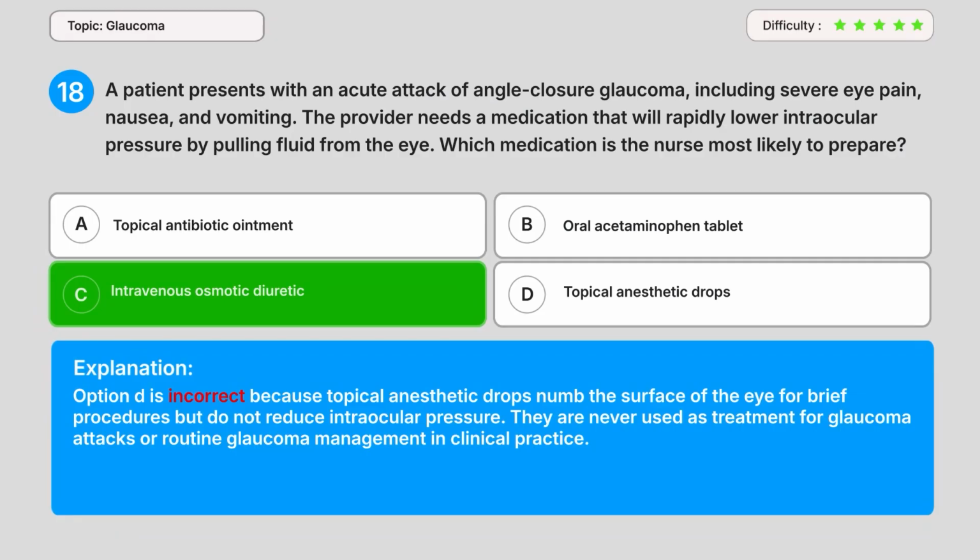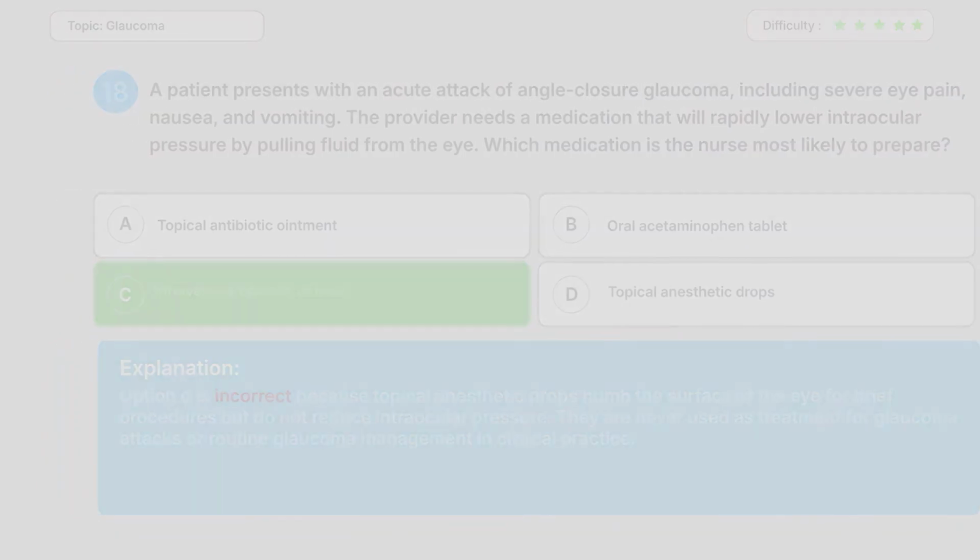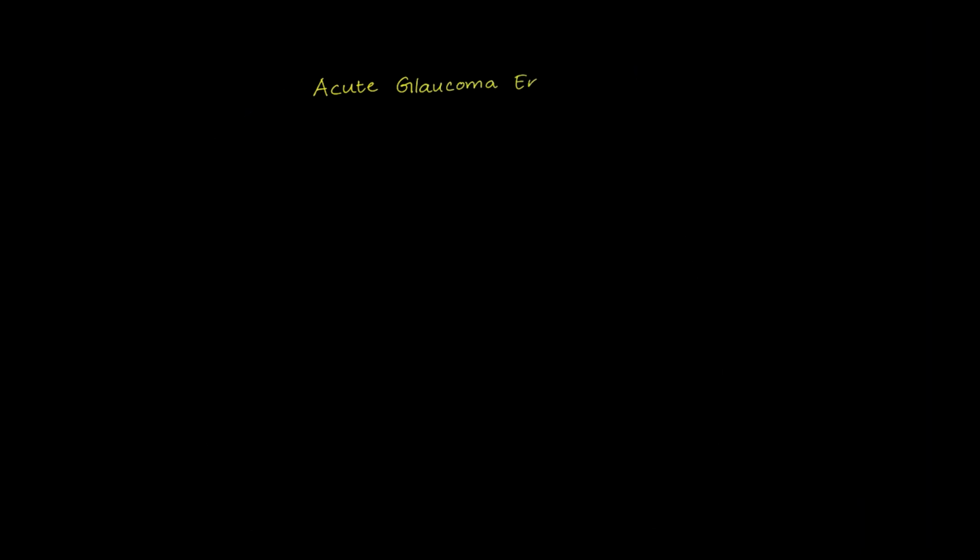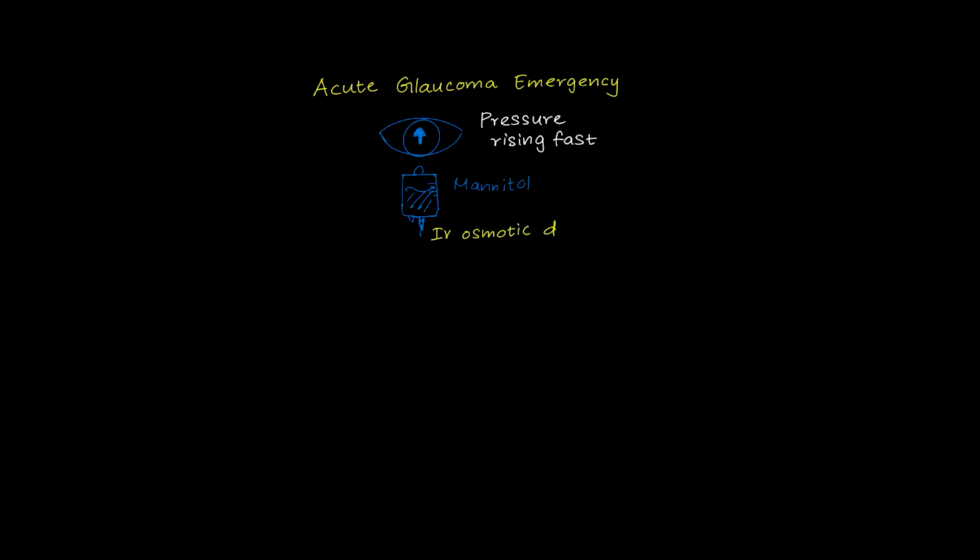Option D is incorrect because topical anesthetic drops numb the surface of the eye for brief procedures, but do not reduce intraocular pressure. They are never used as treatment for glaucoma attacks or routine glaucoma management in clinical practice. Angle closure glaucoma is a true eye emergency, and the goal is to drop intraocular pressure fast before the optic nerve dies. The right answer is intravenous osmotic diuretic, usually mannitol.